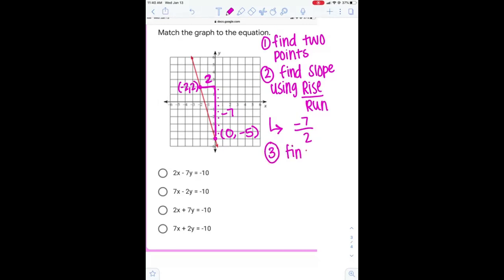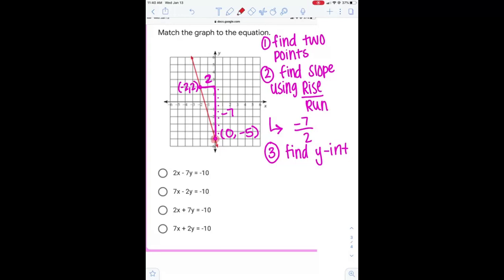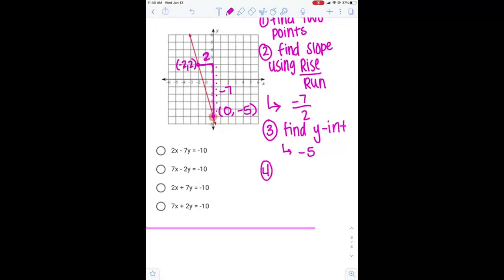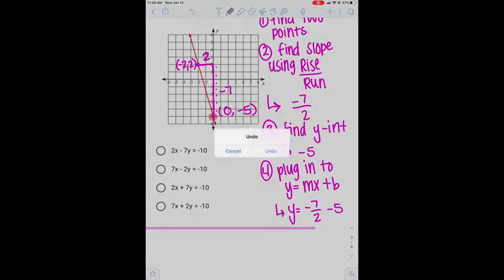For step 3, I'm going to find the y-intercept, which is actually one of the points I used right there at 0, -5. So I know the y-intercept is -5. So now what I'm going to do is plug that into y equals mx plus b to get an equation. So I'll use -7 over 2 for m, since that's my slope. And I'll use -5 for b, since that's my y-intercept.